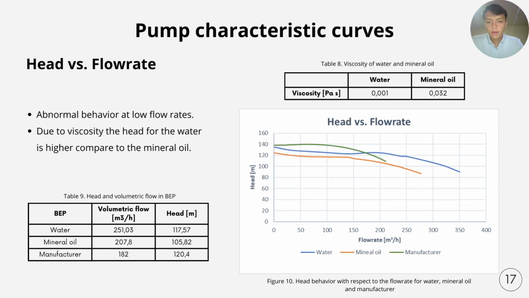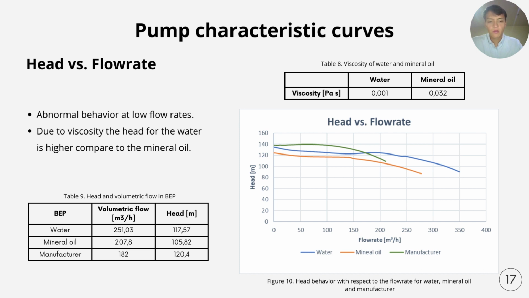The following graph illustrates the pump head against flow rate. As observed, our pump exhibits an abnormal behavior at low flow rates, suggesting that the pump may be unstable within this range and operational restrictions may be necessary.